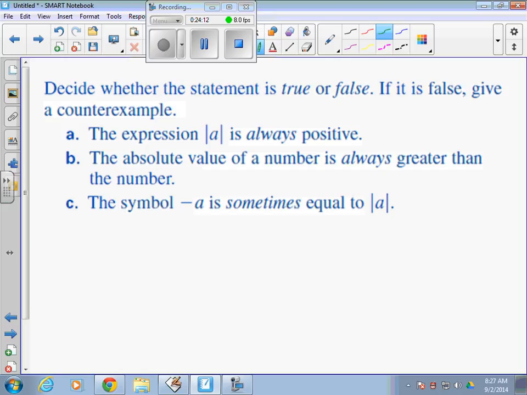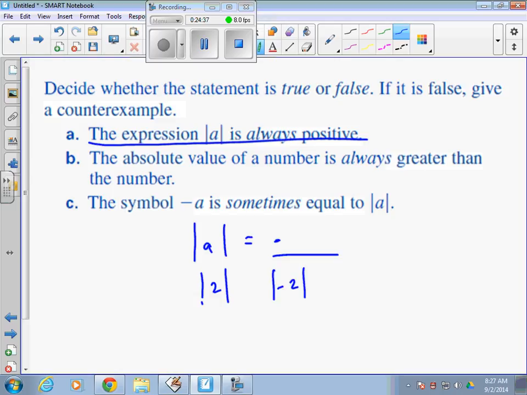Okay, let's take a look at the first one. It says the expression, the absolute value of A is always positive. Can we get a negative value that comes out of this? No. So the first one is true. Remember, anything that's inside, if it was the absolute value of 2 or the absolute value of negative 2, both of those values are going to be positive. So when it says it's always positive, that has to be true.